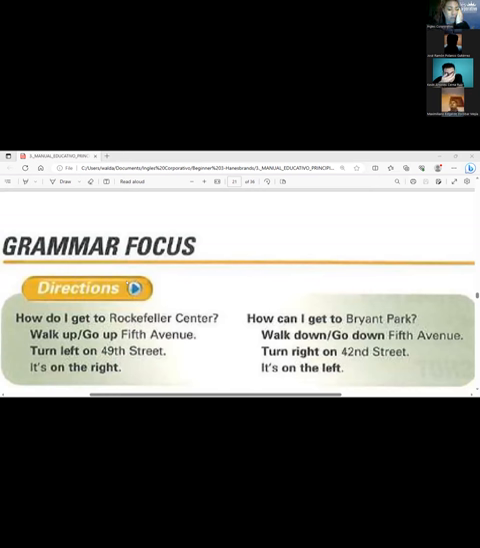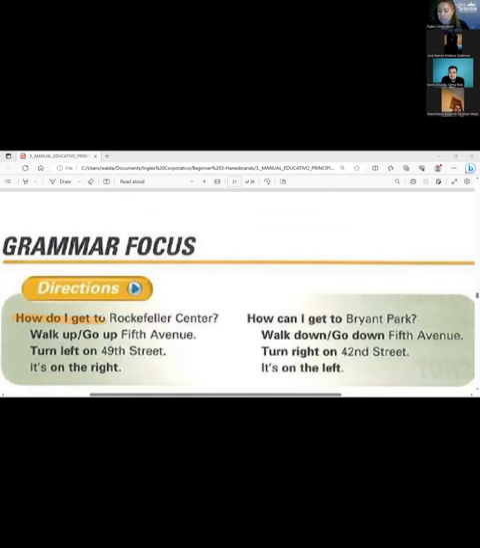Okay. So here we're going to be looking at how to give directions. So, how do we give directions? Very simple. For example, how do I get to Rockefeller Center? So we're always going to be using this structure. How do I get to?